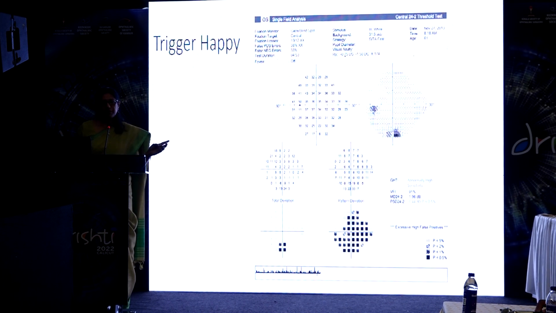And you see the pattern deviation, which shows a lot of depressed defects, whereas the total deviation looks almost normal. So this is because of the way the pattern deviation is calculated. In pattern deviation, you are looking at the 7th most sensitive point. Now here the most sensitive point is very high, and as a result there may be a few points which were a bit normal or lesser, and that will appear as defects.